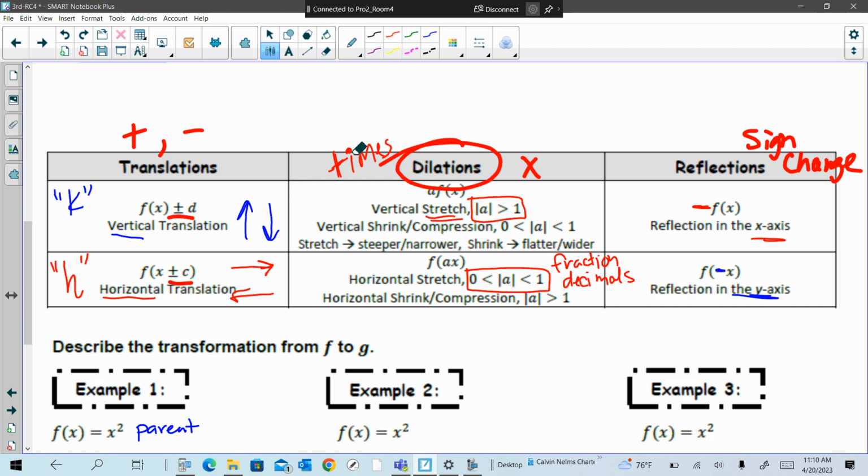So I just kind of keyed the key part. I might need to move this up a little bit because this is talking about a times the function. If a is greater than 1, then it's going to be a stretch vertically. Meaning it will get narrow. Or if you can think of it as getting skinny.